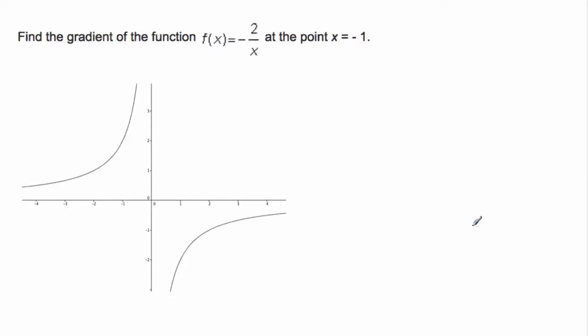Okay, so congratulations are in order. You are now stepping into calculus, one of the biggest branches of mathematics. So good job. In this question, we are looking at the gradient of the function -2 over x, and we want to find what the slope is at x equals -1. So here's -1, and here's f of -1. So it's -1 comma f of -1. And what we want here is the slope. That's our goal. What's the slope there?